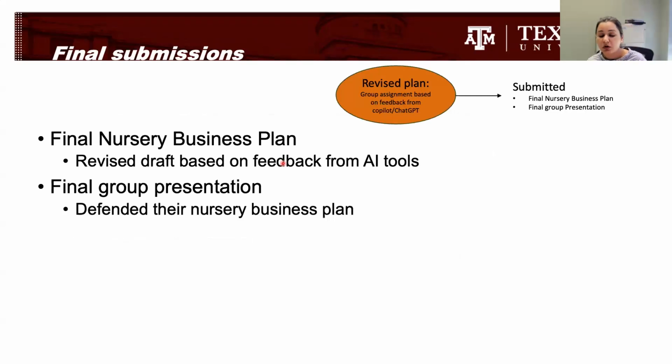Then the students took all the feedback: two feedbacks and one additional resource, one feedback from me, one from the AI tool, and then the additional resource from the SBA guidelines. And based on that, they revised their final nursery business plan, and then they submitted that, and based on that, they also did their final group presentation.